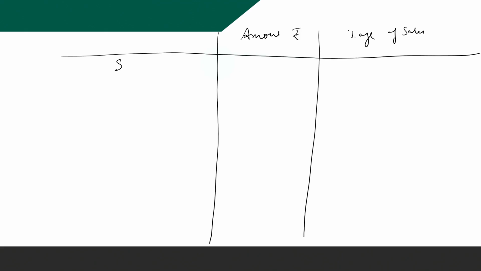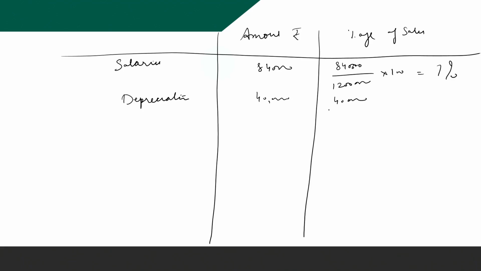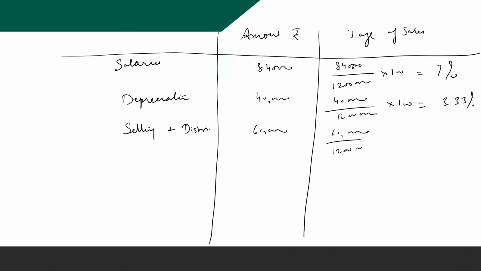Next item is salaries, 84,000 rupees divided by 12 lakh is equal to 7%. Then we are given depreciation, 40,000 divided by 12 lakh is 3.33%. Then we have selling and distribution, which is 60,000 divided by 12 lakhs. It comes to 5%.